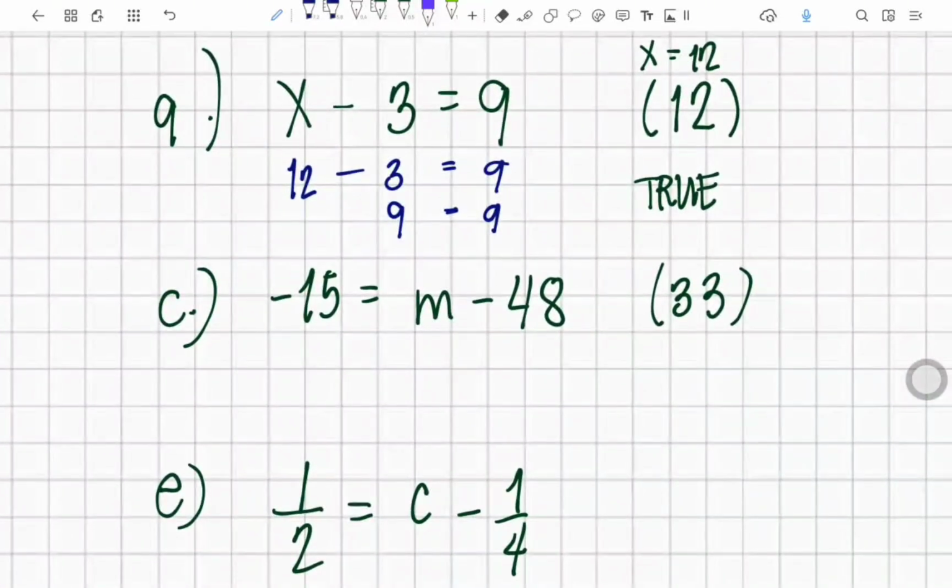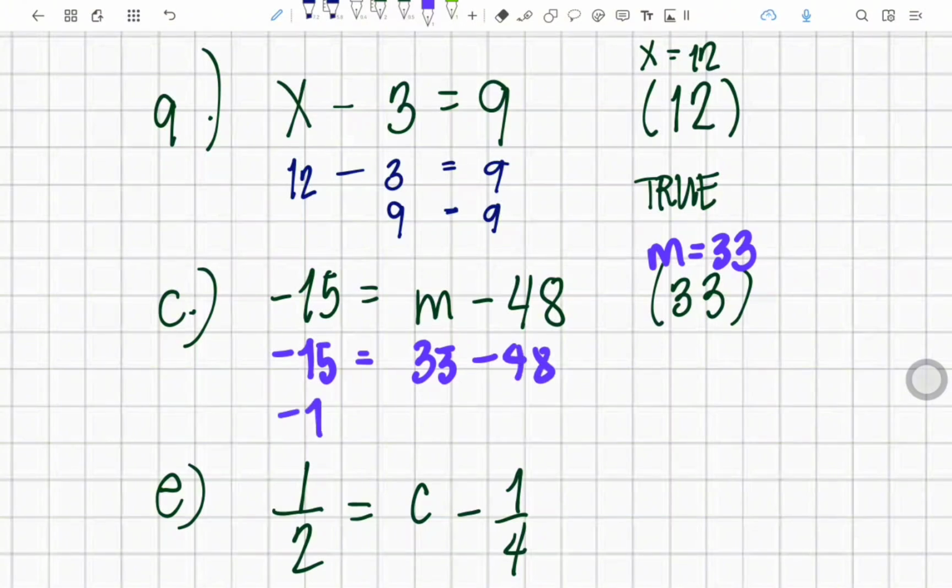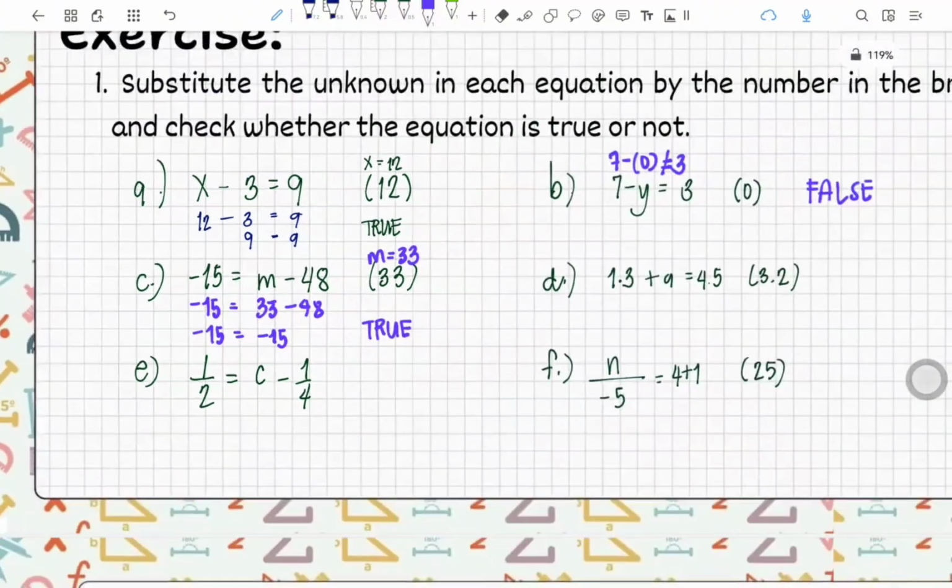Moving on, we have negative 15 is equal to m minus 48 and m is equal to 33. So negative 15 is equal to 33 minus 48, and 33 minus 48 is equal to negative 15. So negative 15 on the left side and negative 15 on the right side means it is correct. So the answer is true. I want you to try to check letter D, letter E, and letter F.